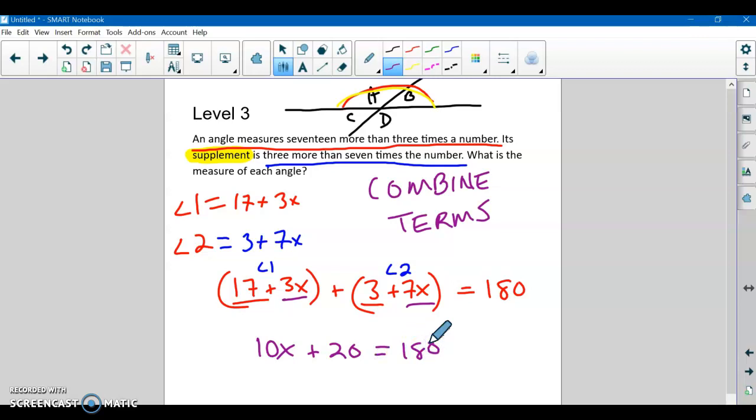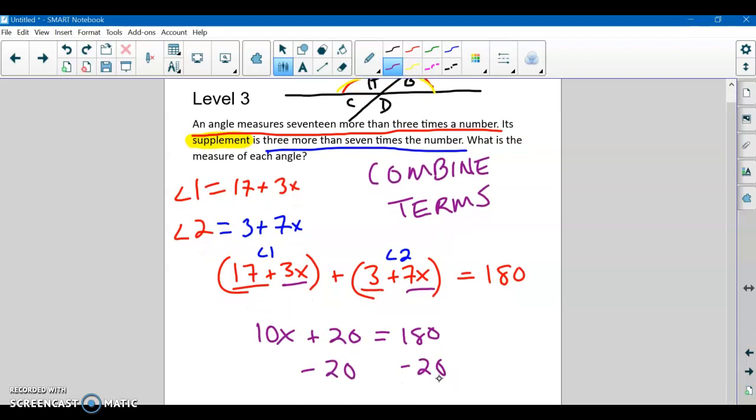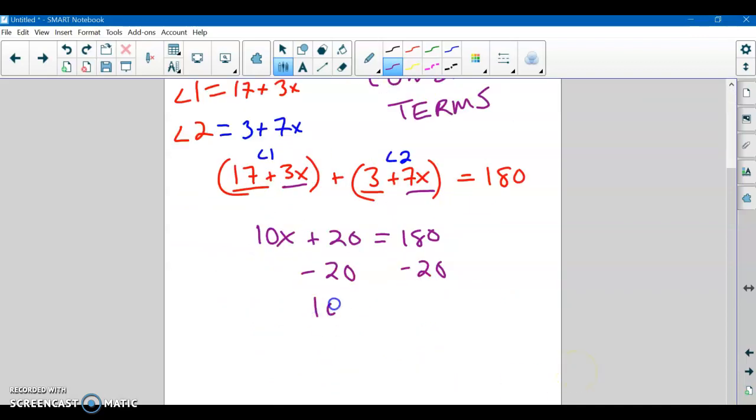Now it's just a simple two-step equation. We're going to subtract 20 from both sides. And now we will have 10x is equal to 160. To get the x by itself, we have to divide by 10. So x is equal to 16.